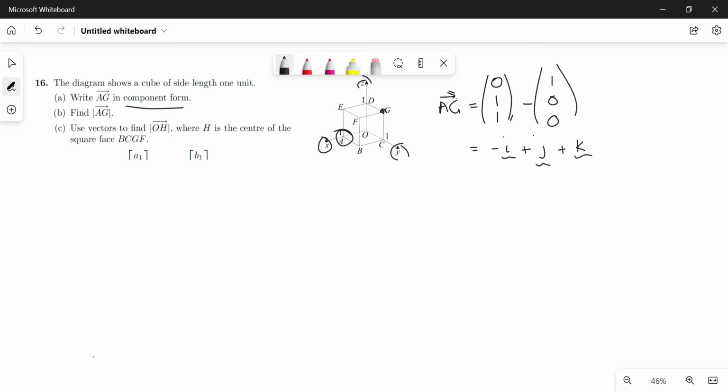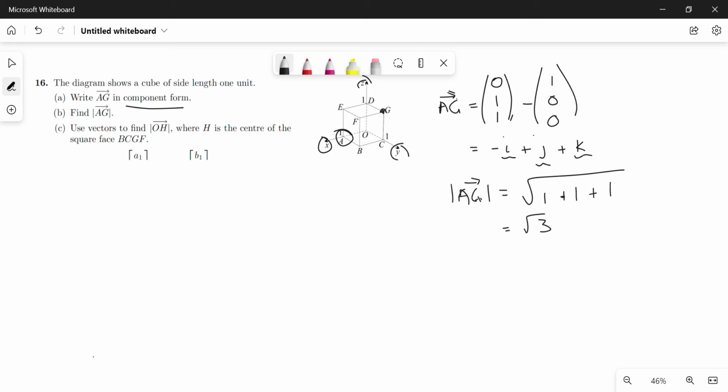So that's AG in component form, so therefore it should be nice and easy for us to find the distance of AG. So we're just going to square root. They're all 1s, negative 1 squared is 1, 1 squared is 1, 1 squared is 1, so we can see we'll get root 3 for that distance.